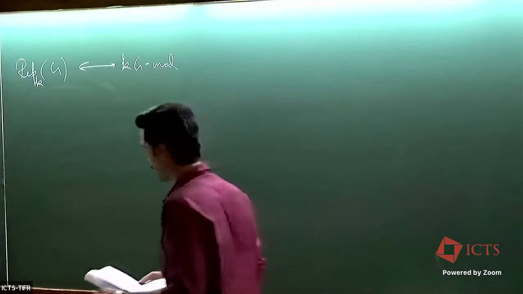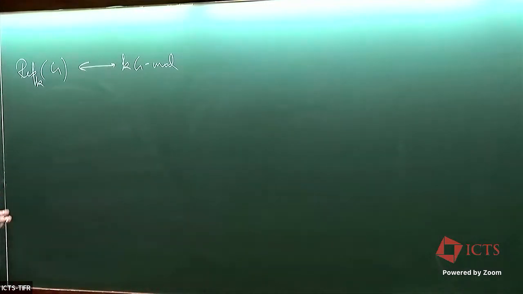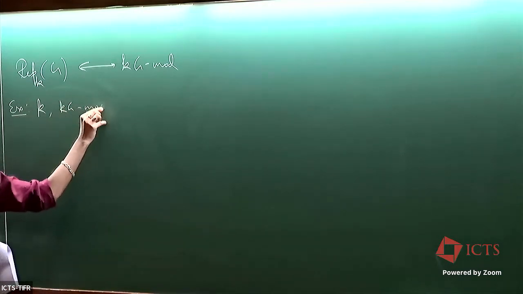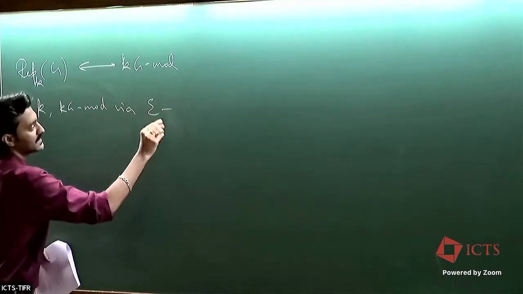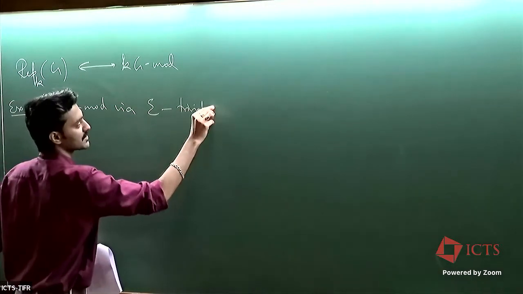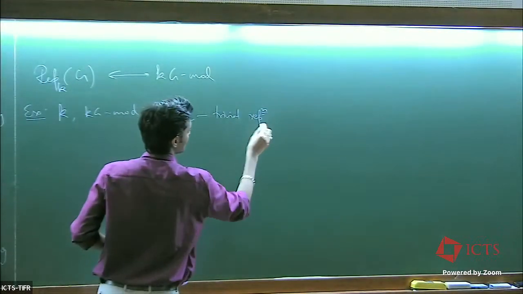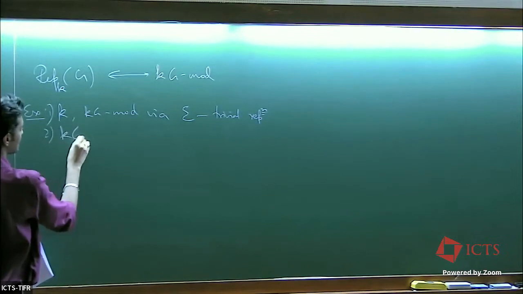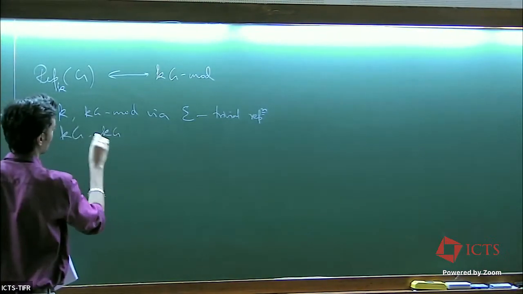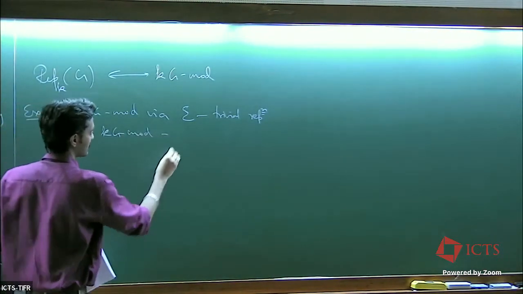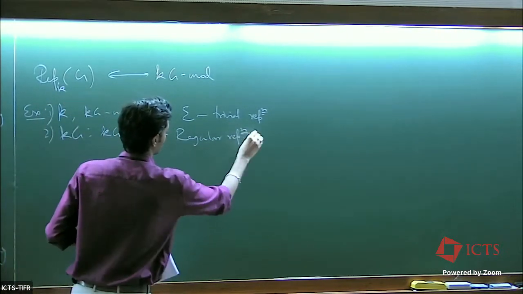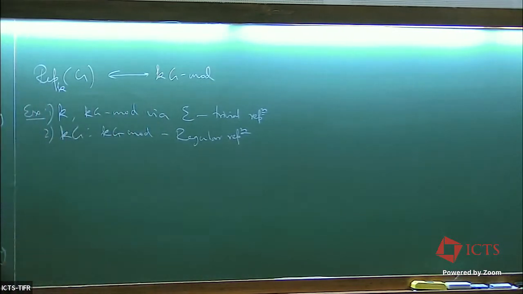Fine. So, in this point of view, note that if I look at K as a KG-module via epsilon, the augmentation map, then that gives us the trivial representation of dimension 1. Dimension of a representation is the dimension of V. And number 2, KG as a KG-module itself is just the regular representation. That justifies why we are talking about KG.